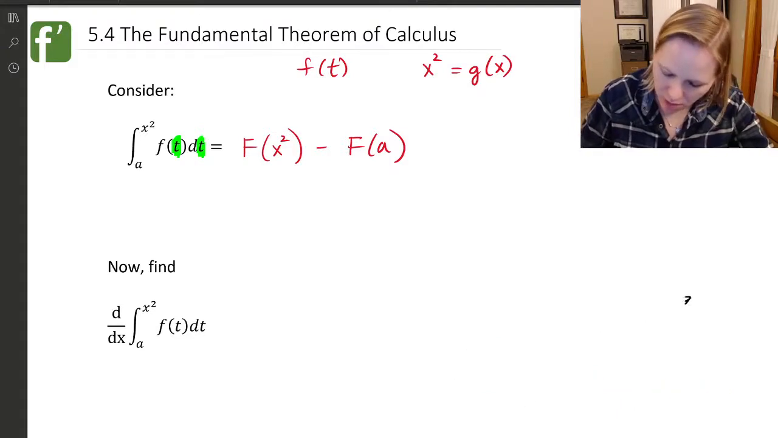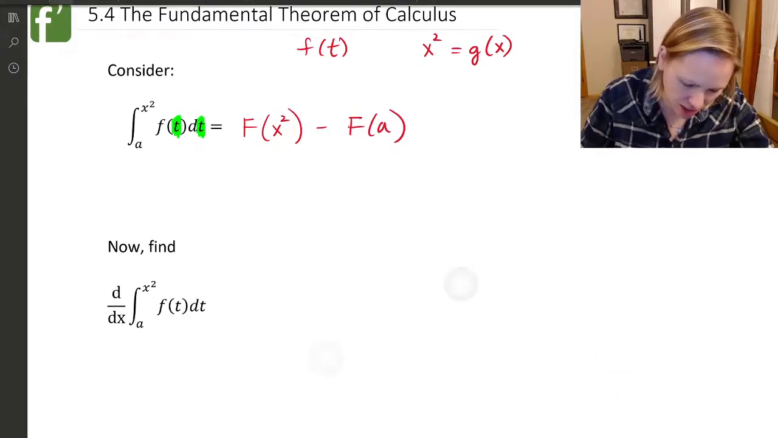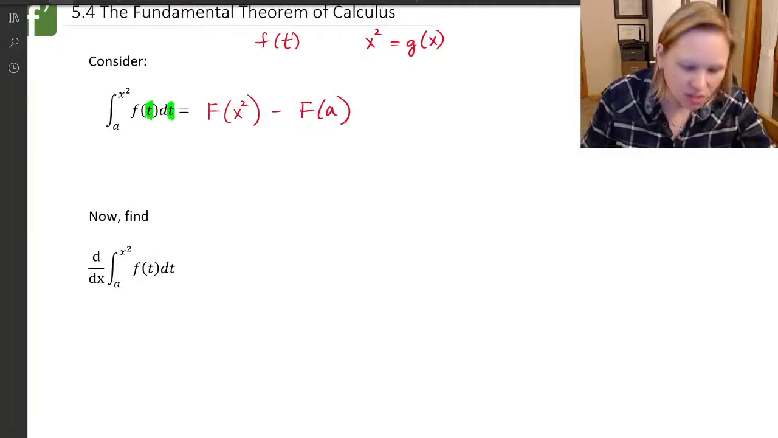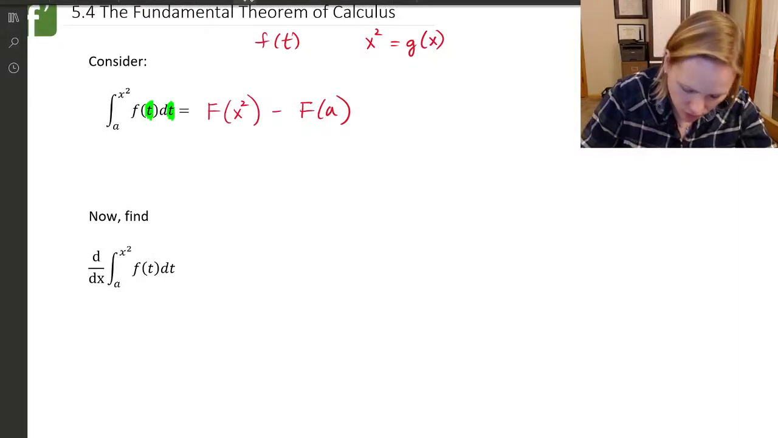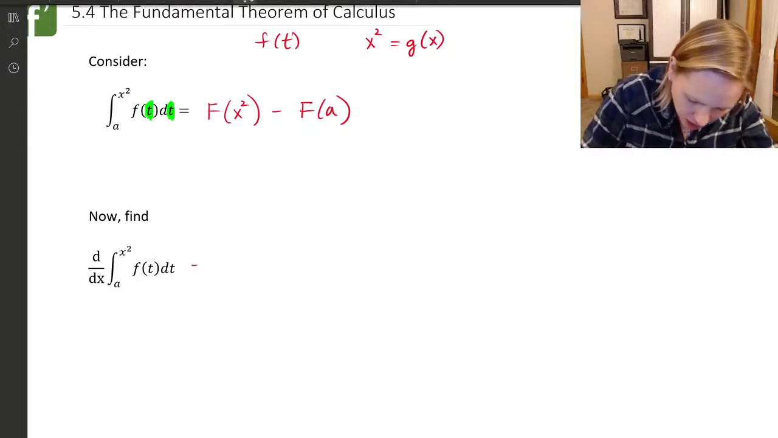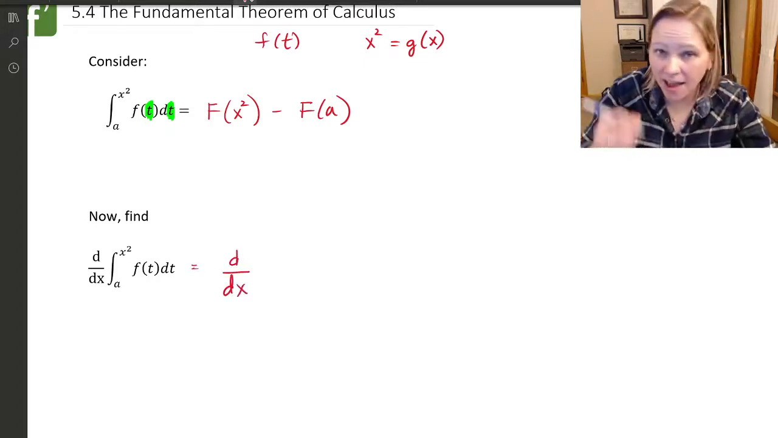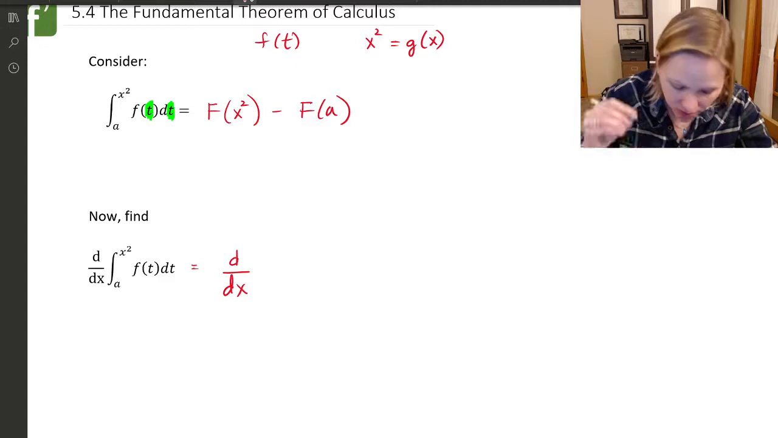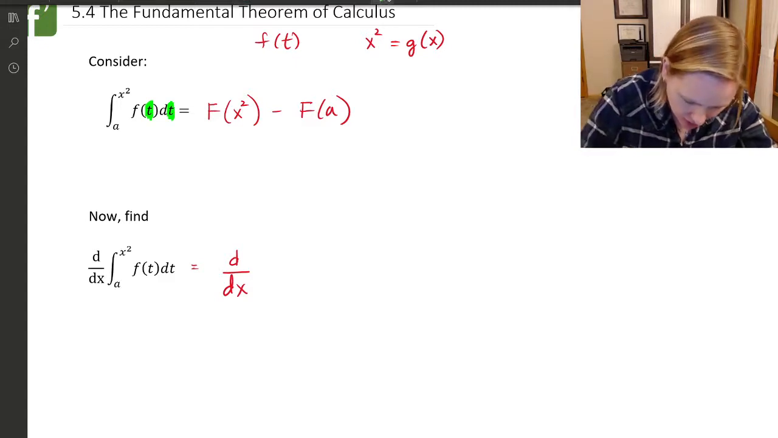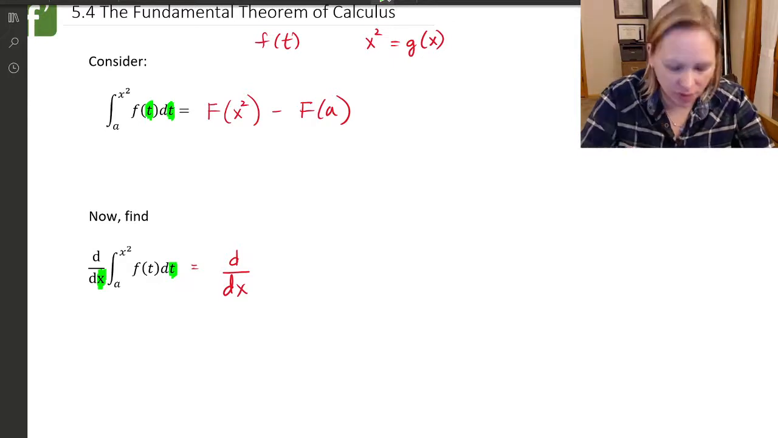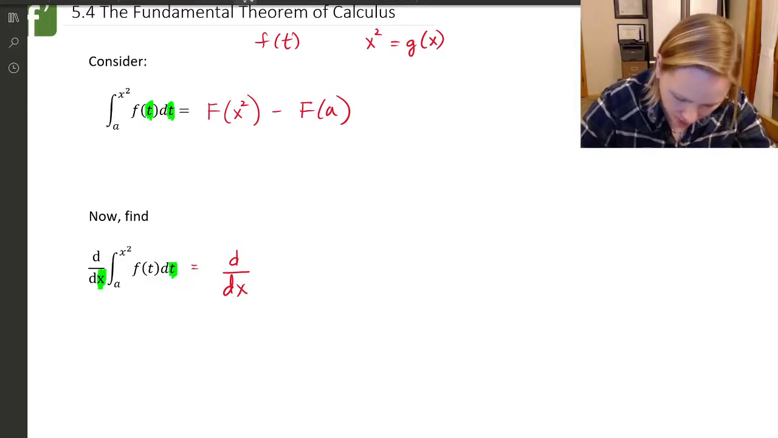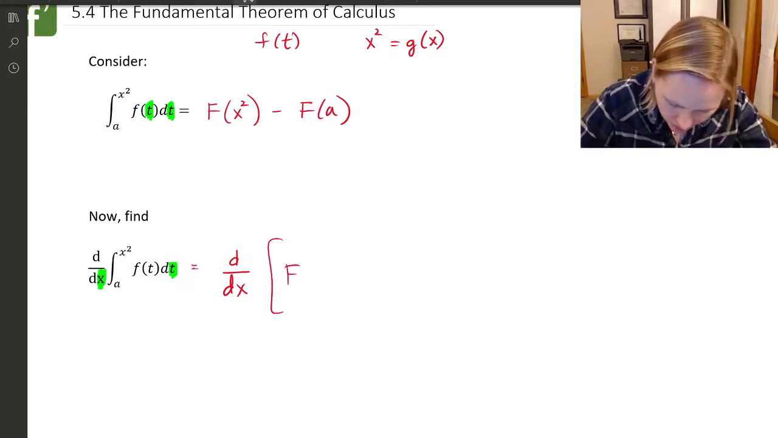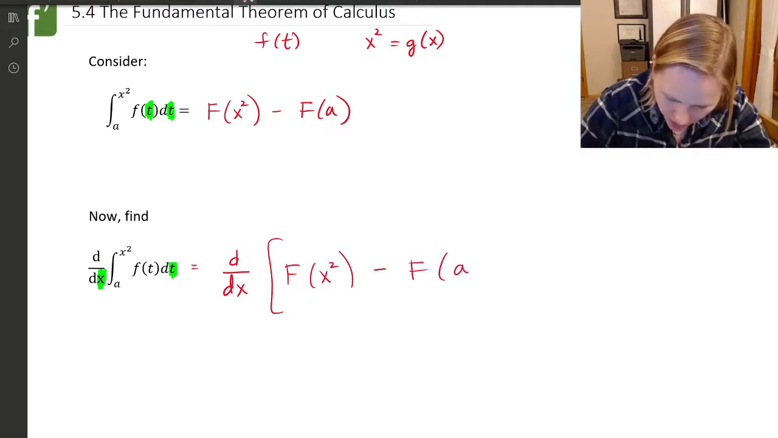Now, suppose we want to take this function, and I'm going to erase this to give myself just a little bit of space. Suppose we want to take this function, and now we want to find the derivative of it. So essentially, I'm doing the derivative d dx. Now notice it's with respect to x, not t. That's important. We have an x here and a t here. So lots of variables floating around. So we're doing d dx of this F of x squared minus F of a.